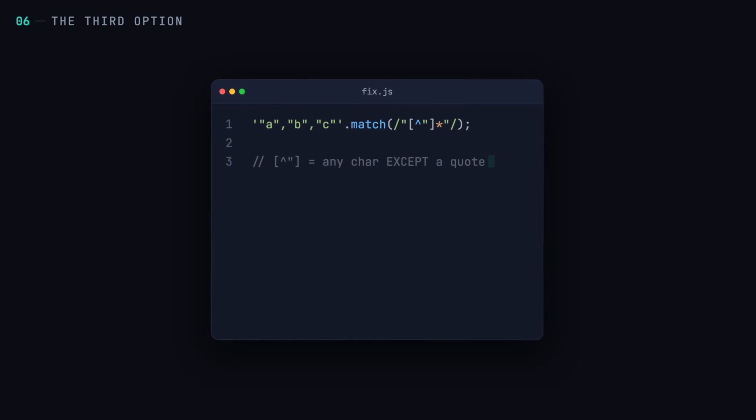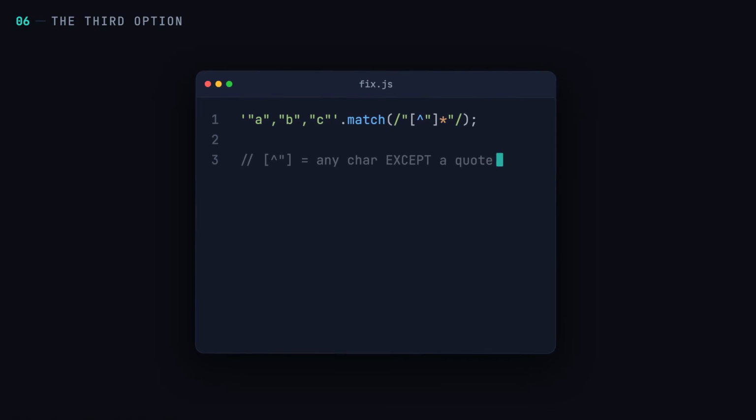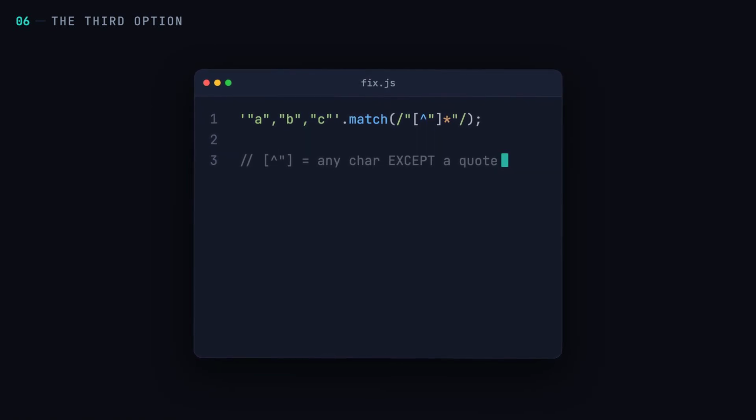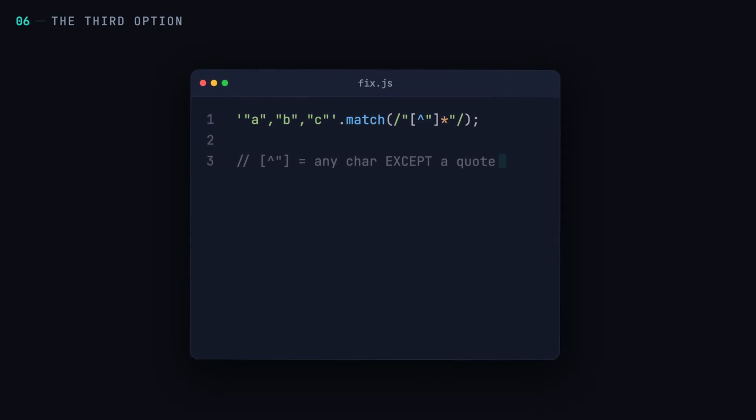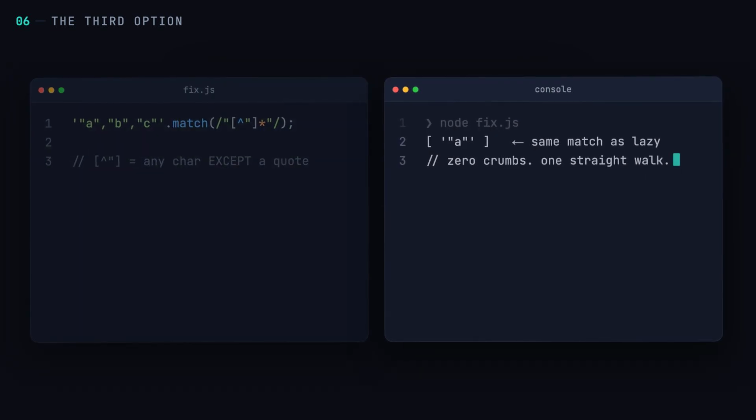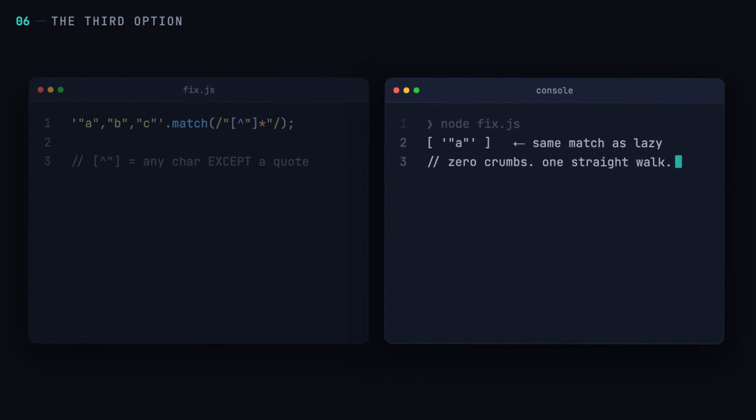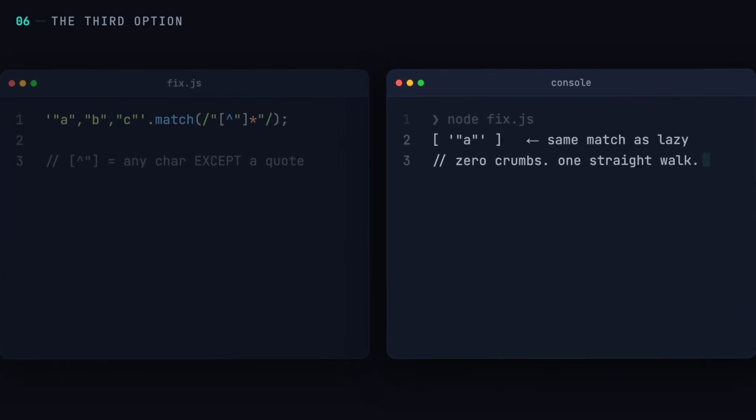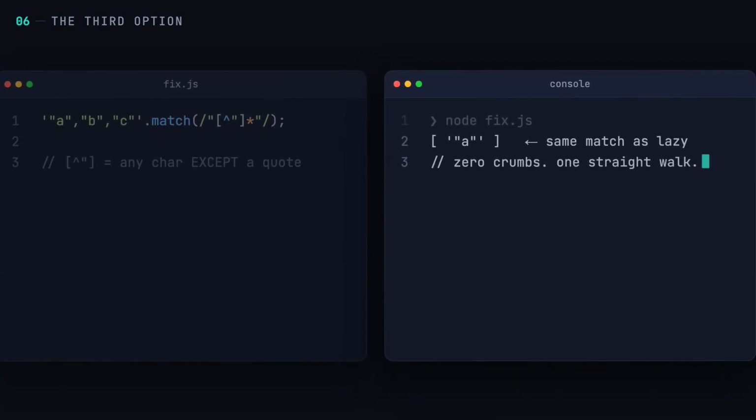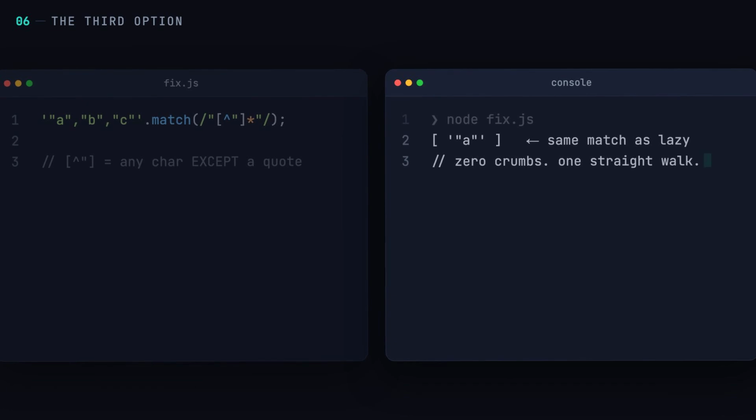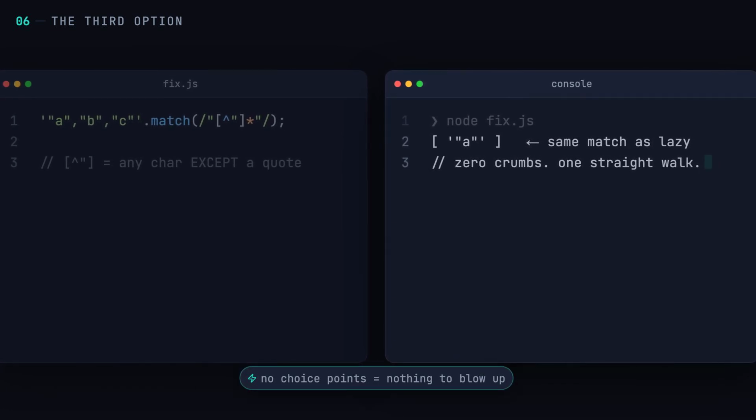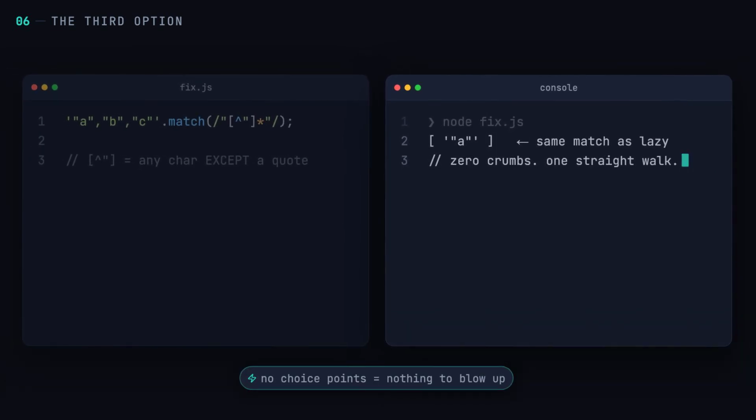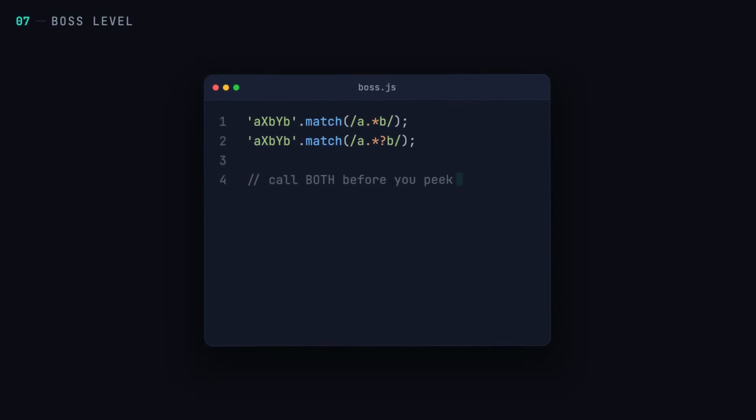Which is why the production answer is usually neither. Say what you actually mean. Quote, then any character that is not a quote, then quote. A negated class. Now the runner never guesses. Every character either is a quote, stop, or is not, step. No choices, no crumbs, no give back. One straight walk. Same match as lazy and nothing to walk back through ever. Precision beats appetite.